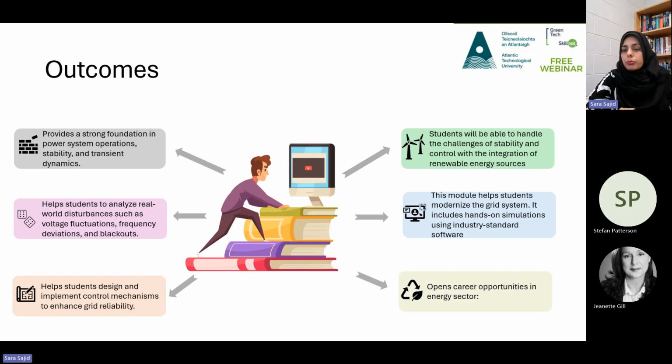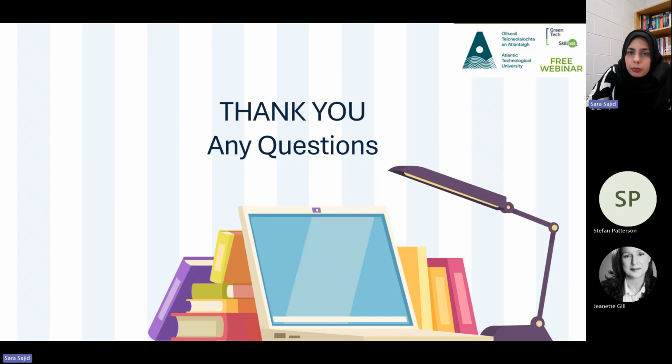And if we talk about career opportunities, after the completion of this module, we have large career opportunities, especially in the energy sector. The students can go into grid automation, smart energy farms, renewable energy companies, power utilities, and transmission system operators. So it has a wide application. The students will be able to adjust themselves anywhere in the energy sector. So this is all about this module.